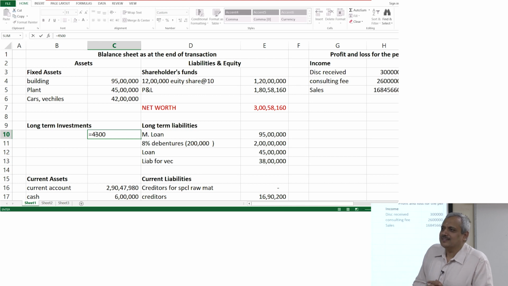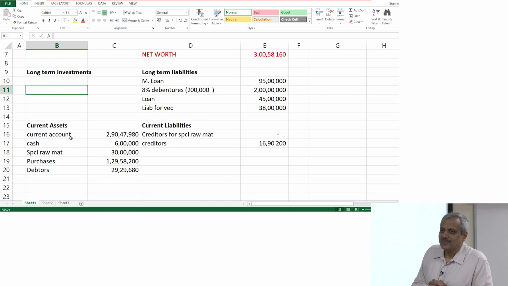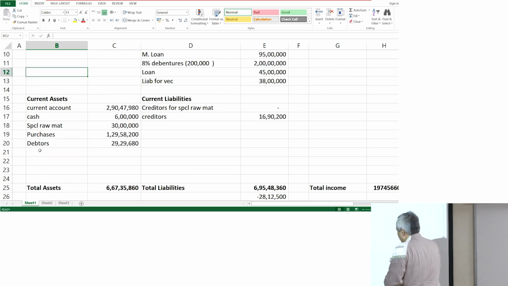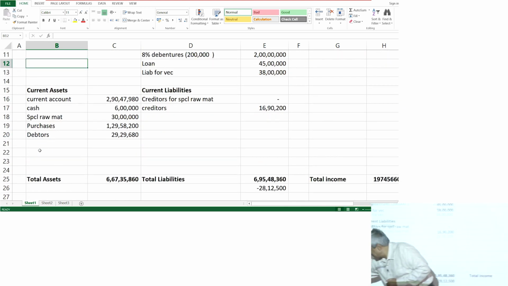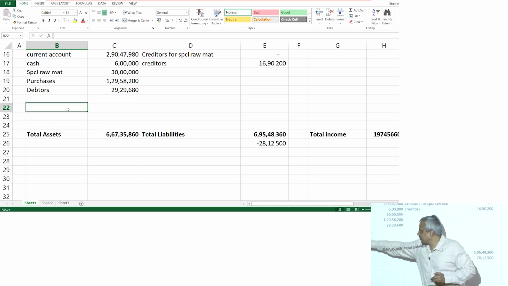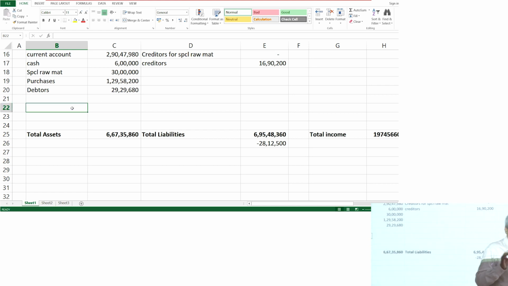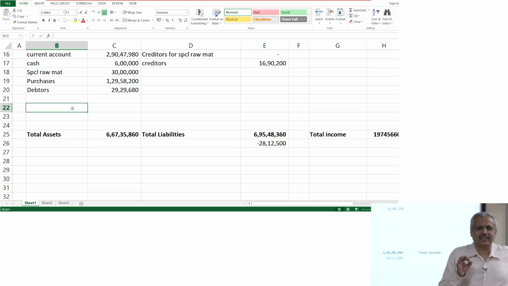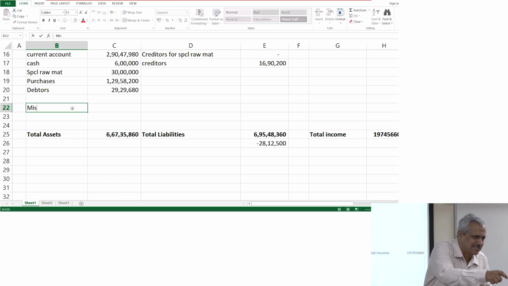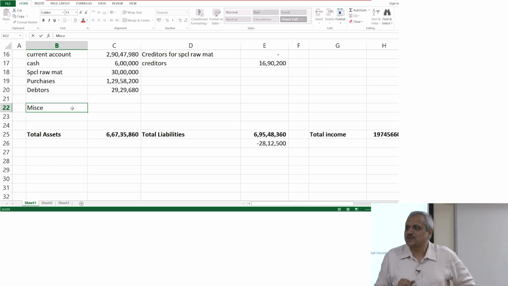Long-term investment. Is it in a physical form? Current asset. Is it current? There is one more column which you go up, move up. There's just one more I write out here, right in this 22. There is what is called miscellaneous expenditures and losses. There is another heading that will appear as miscellaneous expenditure and losses.